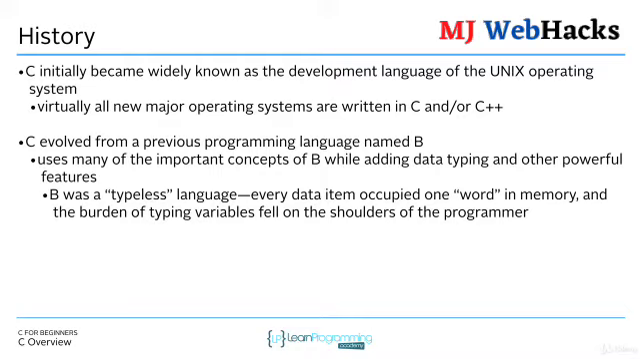It uses many of the important concepts of B while adding some data typing and other powerful features. You might not have a clue what data typing is. Don't worry about that right now. Know that it added some new features from B. Mainly B had this issue of being typeless, meaning data didn't have types. And C improved upon that.